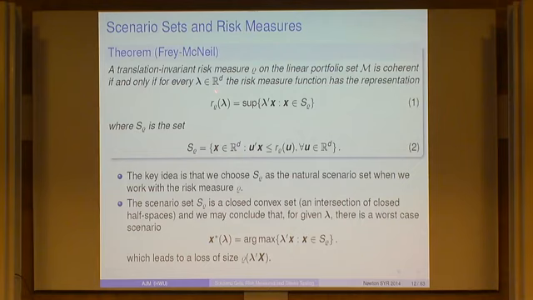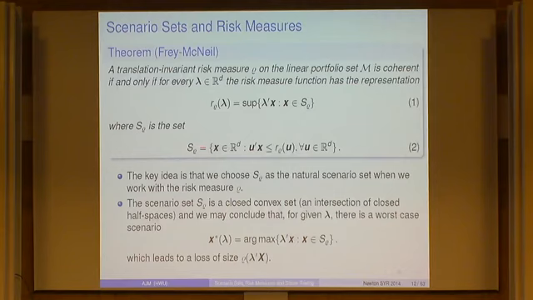If and only if you can write its risk measure function as the supremum of lambda transpose X for X in a set. Okay, and the set S rho is given in this way. This probably requires a little bit of thought. Let's maybe start with the set S rho.